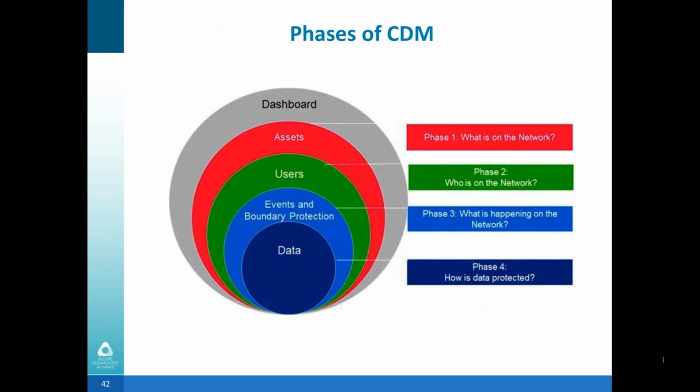This diagram shows the phases of CDM. Looking at the lower blue section, you can see that a boundary is identified, and our PACS data falls into this category, as well as the other areas as well. The phases are grouped into the category shown: what's on the network, who is on the network, what is happening on the network, and how is the data protected.